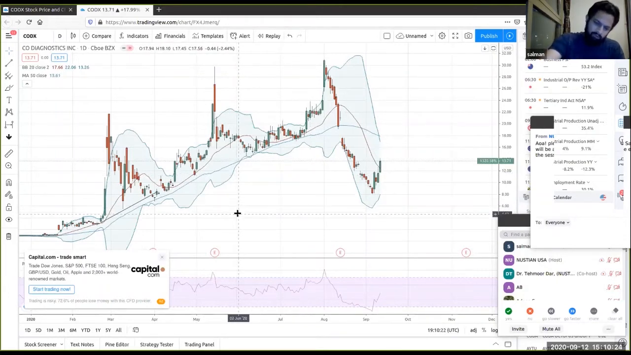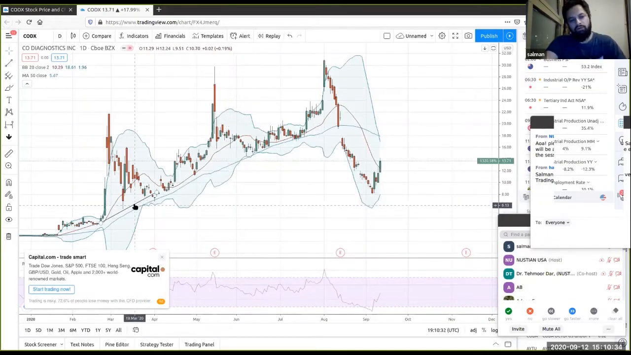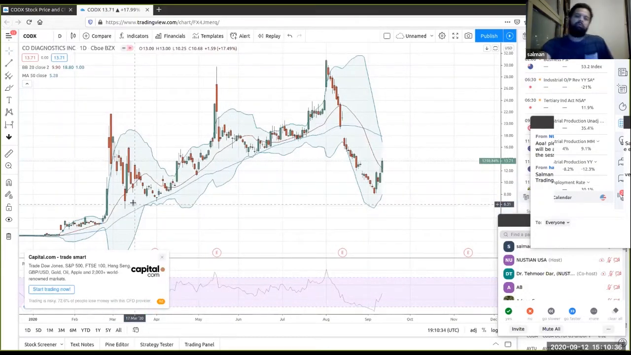So we will plot all the things on the chart and try to analyze it and see what the patterns in the chart are and how we can create them. Sorry, there is a line. Let me remove it. Okay, let's start right away.